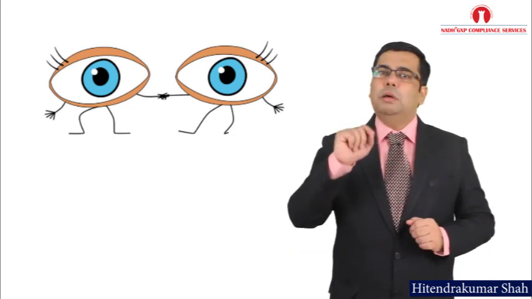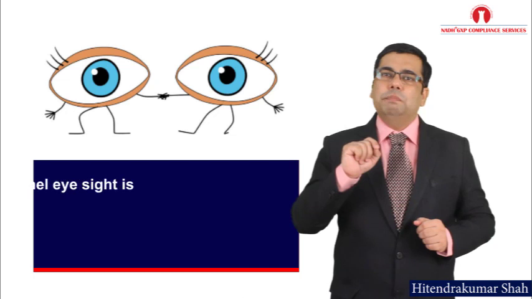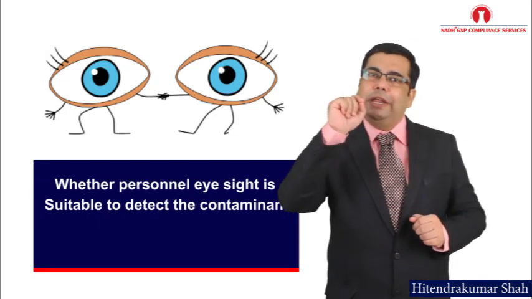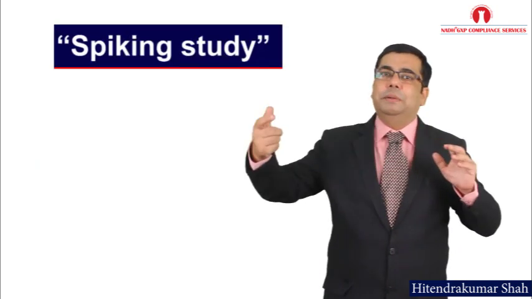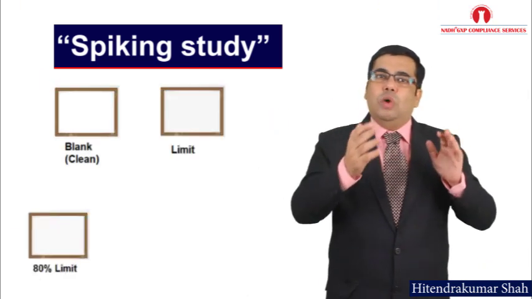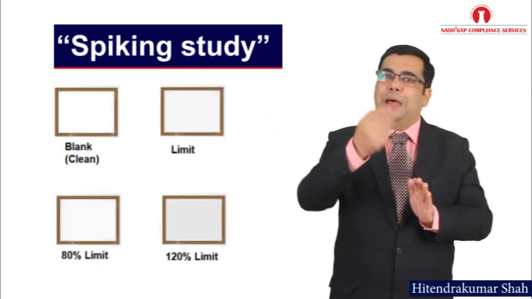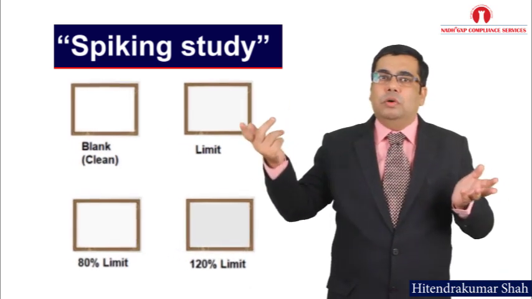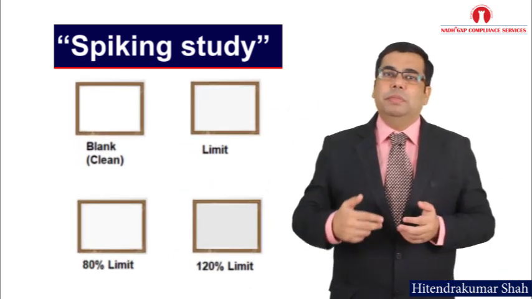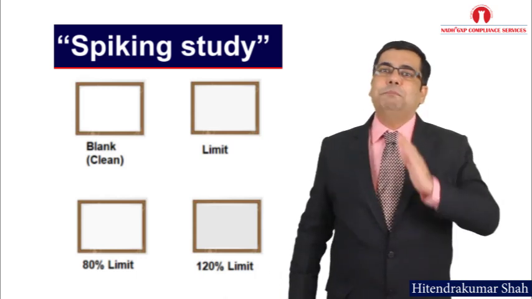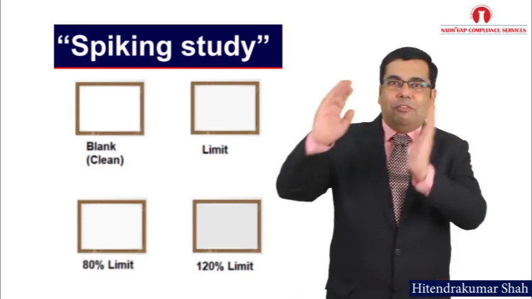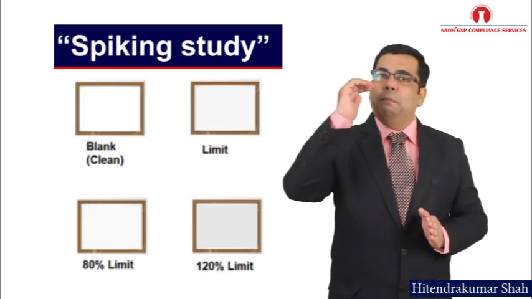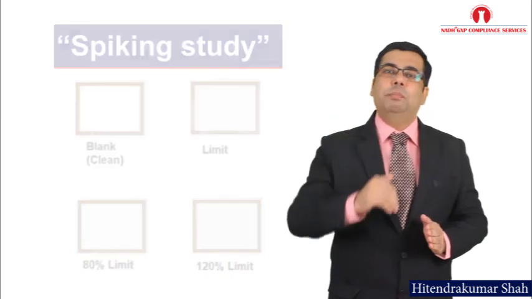Another question that normally comes into the picture is whether a person's eyesight is suitable to detect the contaminant at the acceptable level. To evaluate this, one may perform a spiking study where the product residue at the worst case limit is spiked on a stainless steel plate, dried and examined visually. It is a good practice to store spike plates in a frame along with the clean plates, so as to provide easy reference for the persons who are performing visual inspection of the clean equipment.